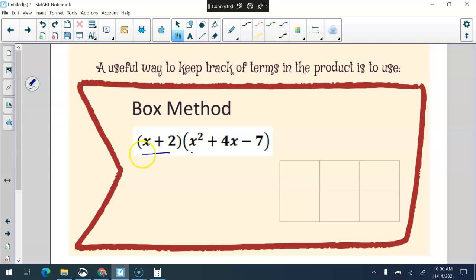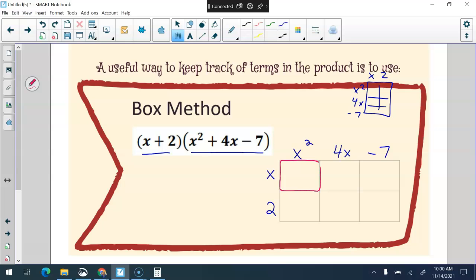Now we have a binomial times a trinomial, so this time I'm going to put my binomial there and my trinomial here. And you could also do it this way. 1, 2, 3, x plus 2 and x squared and 4x and negative 7. You could fill in the box that way as well. It does not matter. All right, here we go.